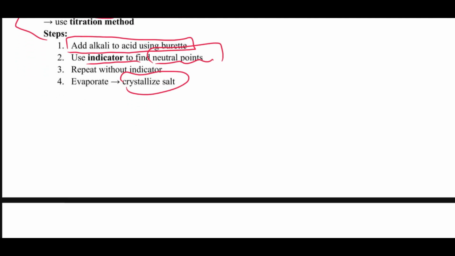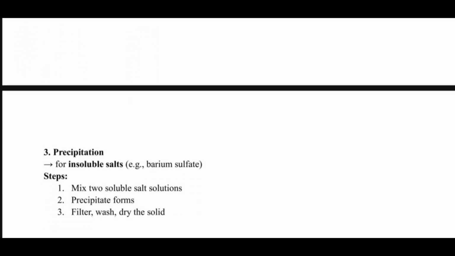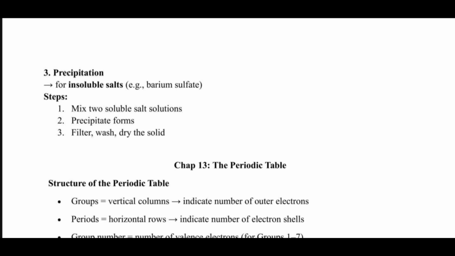But now if your salt is insoluble, it means your product is insoluble, then that is a simple method, just a precipitation reaction, because whenever the acid or a base reacts, you will get the precipitate. And when you get the precipitate, you will know that your product has been formed. So you get your product easily by filtering it out. So when you mix two soluble salt solutions, the precipitate will form.